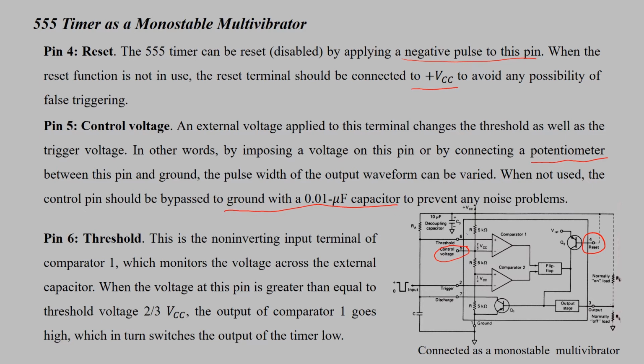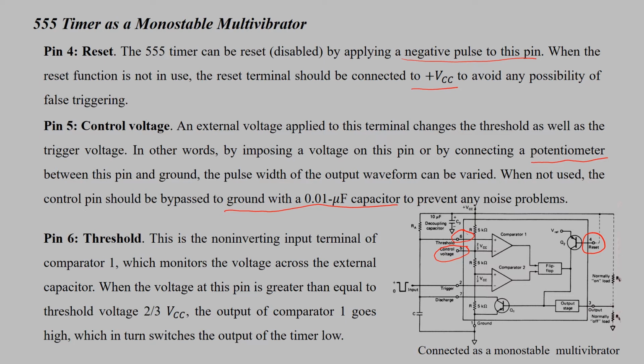Pin number 6 is threshold. This is the non-inverting input terminal of the comparator 1, which monitors the voltage across the external capacitor. When the voltage at this pin, that is the threshold pin, is greater than or equal to 2/3 VCC, the output of the comparator 1 goes high, which in turn switches the output of the timer low.